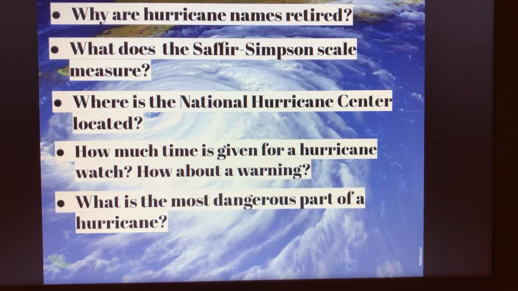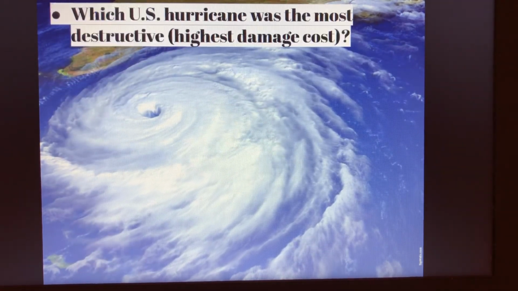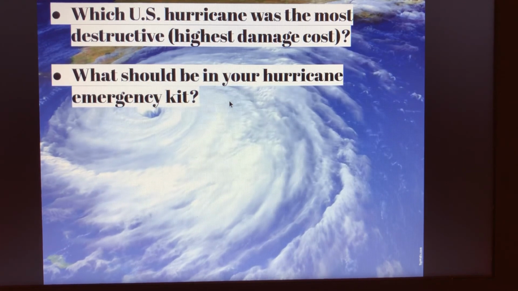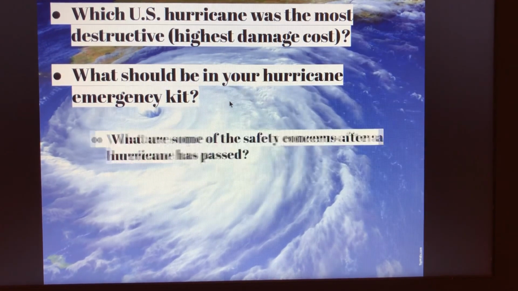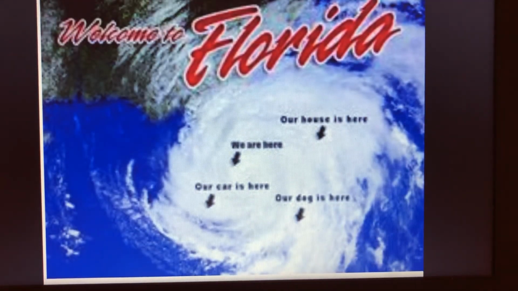What's the most dangerous part of a hurricane? Which U.S. hurricane had the most deaths? Which U.S. hurricane was the most destructive, meaning it had the highest damage cost? What should be in your hurricane emergency kit? And what are some of the safety concerns after a hurricane has passed?